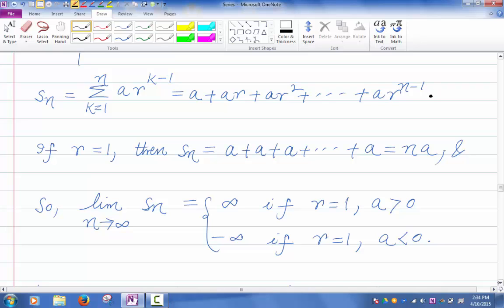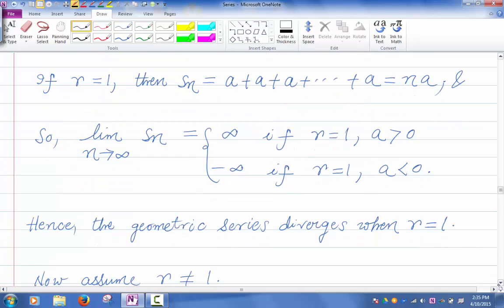So what is happening to Sn as n goes to infinity? Well, as n goes to infinity, Sn is either going to infinity or to negative infinity, according to the sign of a. If a is positive, then Sn will go to infinity. If a is negative, Sn will go to negative infinity. You guys agree with that?